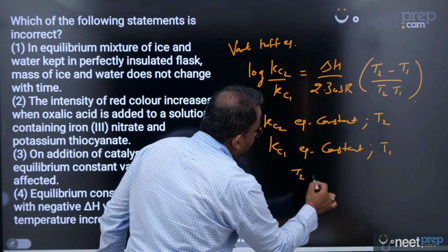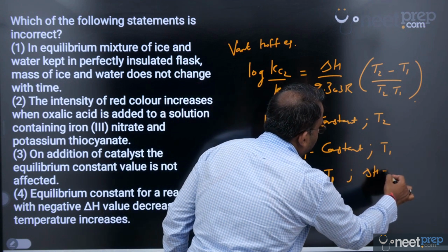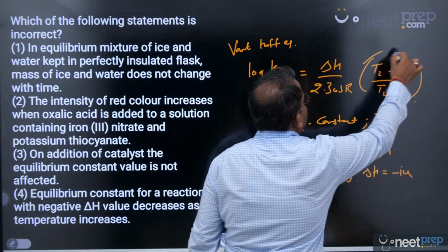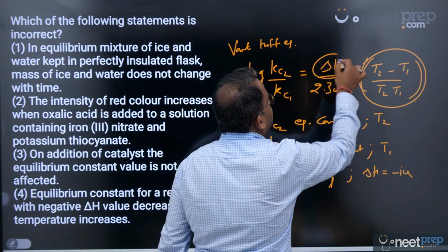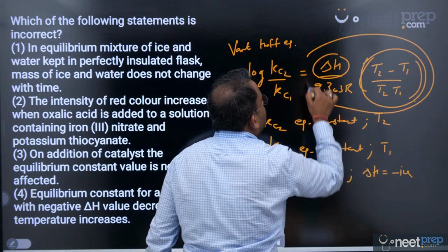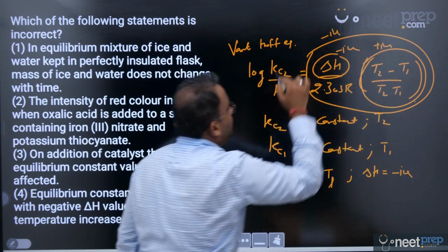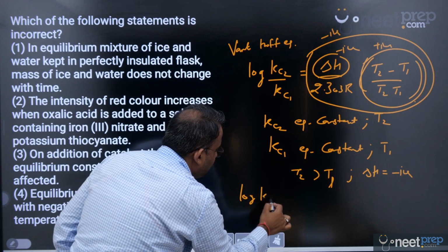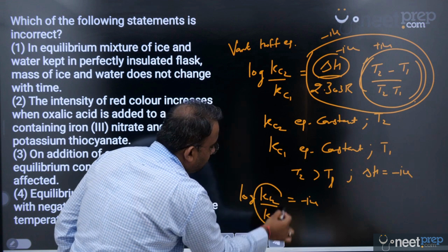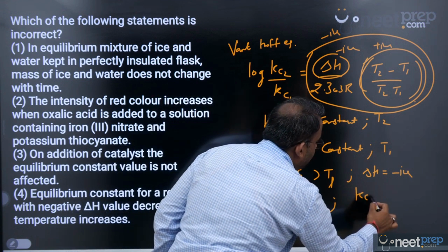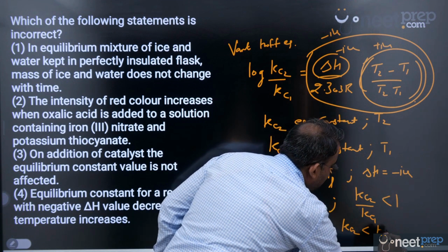Now, if T2 is greater than T1 and delta H is negative, which means that this term will be positive because T2 is greater than T1, temperature is increasing. This term is negative. It is negative, it is positive, overall will be negative. So if log of a value is negative, then that term is less than 1. And if it is less than 1, which means that Kc2 is less than Kc1.